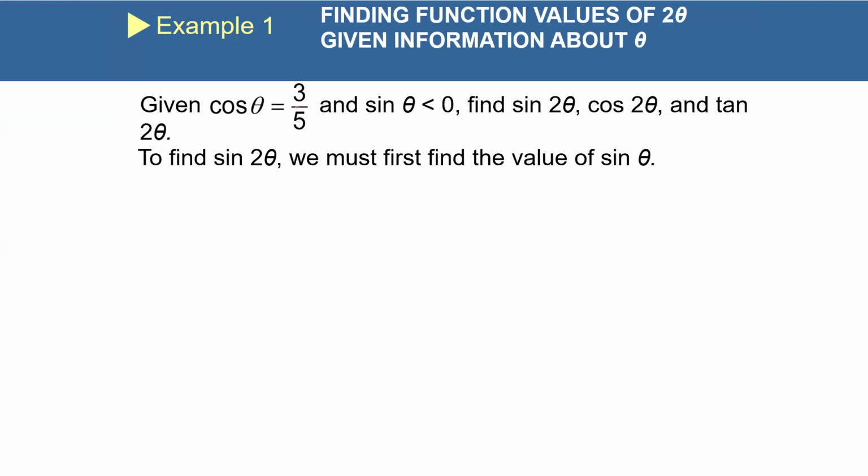So we know that cosine theta is 3/5, right? Because cosine theta is 3/5, the ratio is x over r.